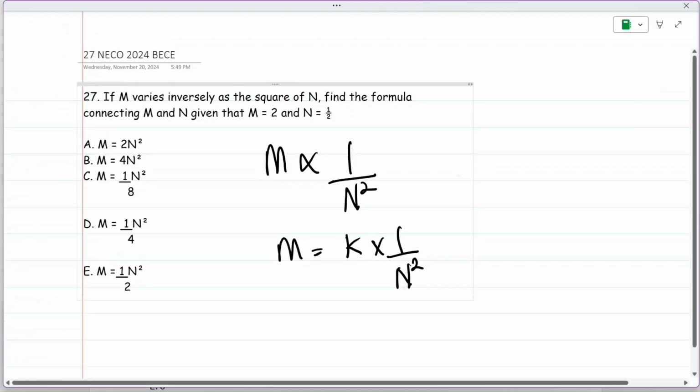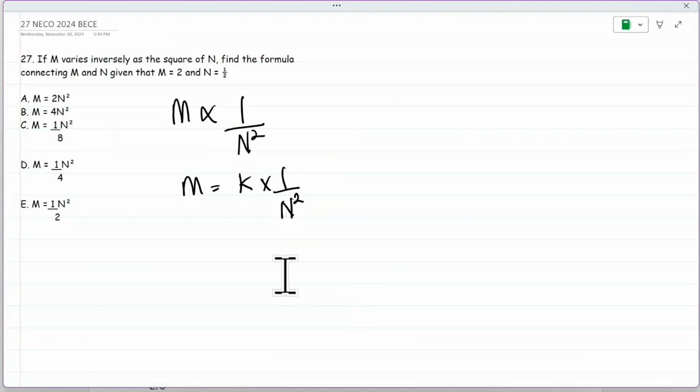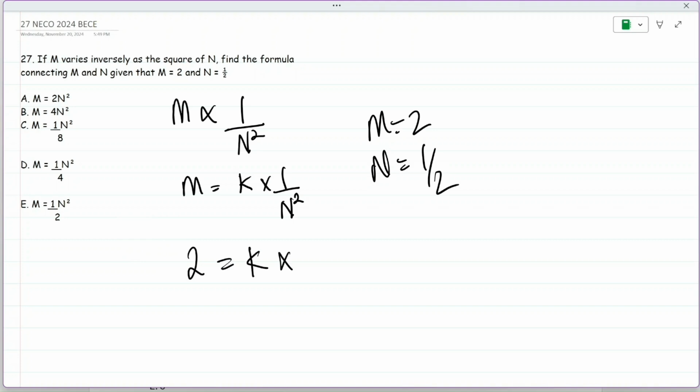Now what we're doing next is we're trying to find the value of k. K is a constant, and with the value of m as 2 and n as half, we can find k. So we insert the value of m and the value of n and find our k. Since our m is 2, we have 2 equals k times 1 over, the value of your n is half, so you have to be careful here. This is half all squared because it's n squared and n is half, so it's half all squared.